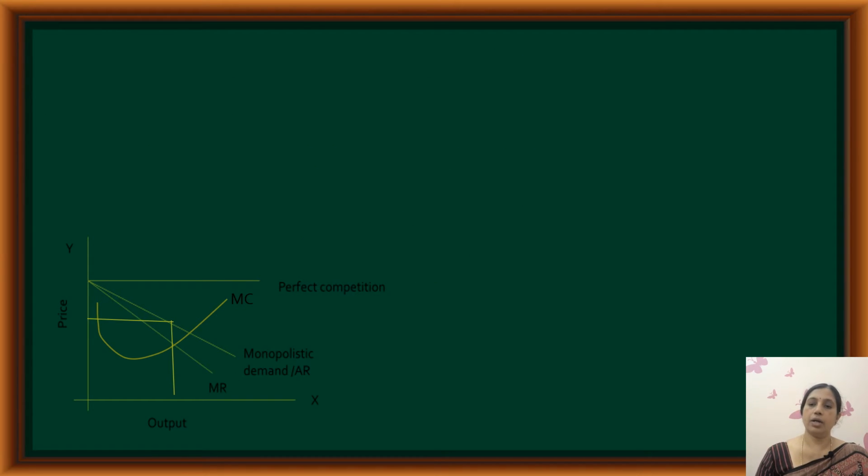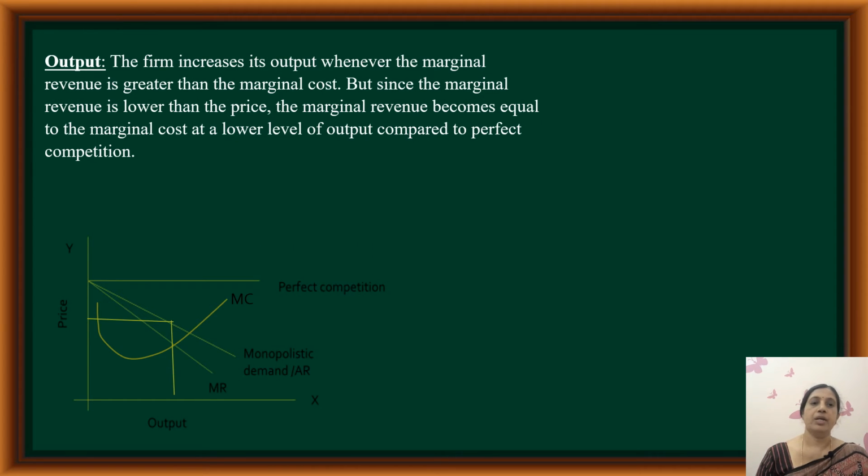Now, let us see what quantity of output a monopolistic firm is going to supply. The firm will keep on increasing output as long as marginal revenue is greater than marginal cost. You can see this is the position. This is the marginal cost and this is the marginal revenue. Marginal revenue, MR, is greater than MC, so it will increase the output. It increases till it reaches the equilibrium position.